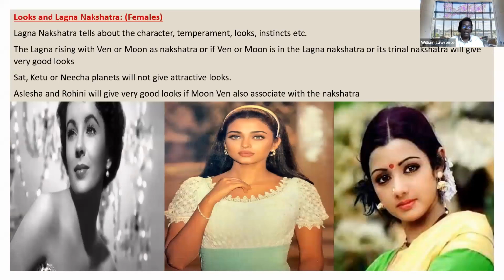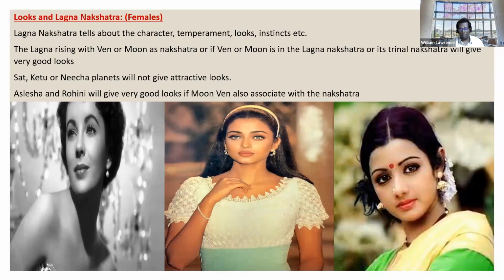Lagna Nakshatra tells about the character, temperament, looks, and instinct. If the Lagna is rising with Venus or Moon as Nakshatra Lord, or Venus or Moon is in the Lagna Nakshatra or its trinal Nakshatra, it will give very good looks. I just put these pictures because I've chosen these three charts only. Saturn, Ketu or Nicha planets will affect the looks of the person. I've seen in practice when I was collecting most of these charts, in most of the actresses I saw either a Rohini or a lot of Aslesha domination is very common. Usually everybody knows what the meaning of Rohini is.